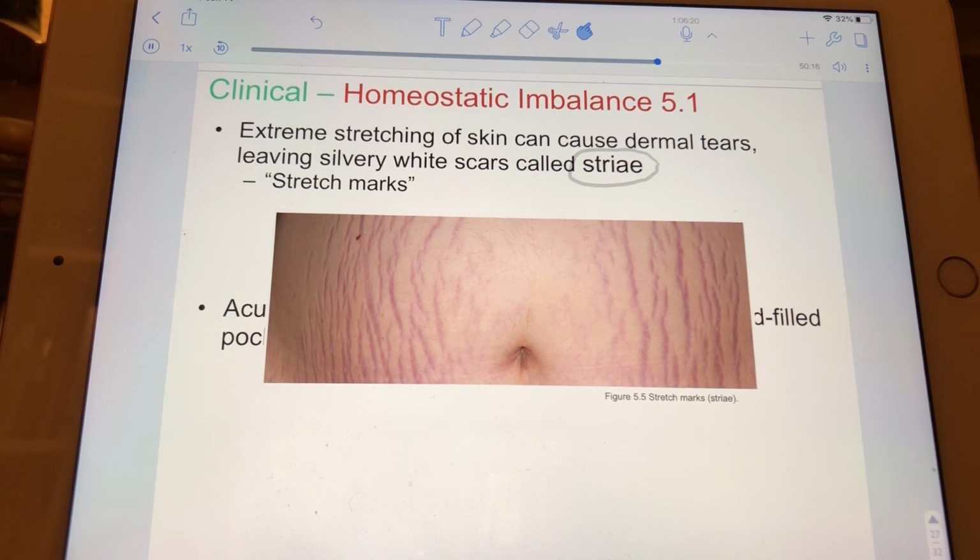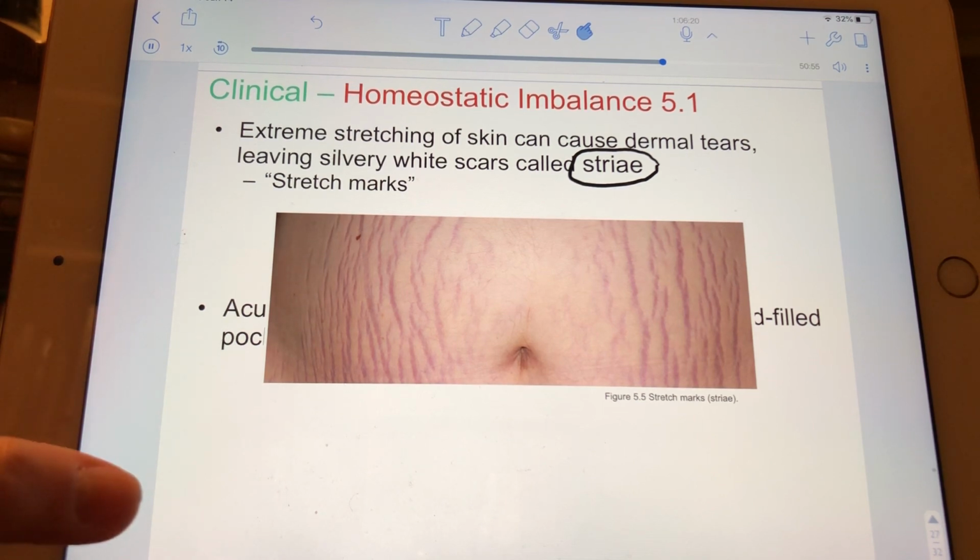If we stretch the skin, especially if we stretch it quickly, faster than it can actually provide us some give, then we can tear the underlying dermis, leaving behind scar tissue that you and I call stretch marks, but they're really called striae. Very commonly formed if someone gains a lot of weight very quickly. For instance, if they get pregnant.